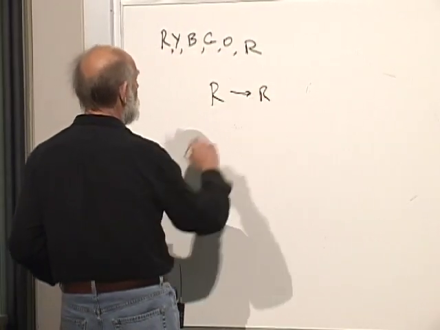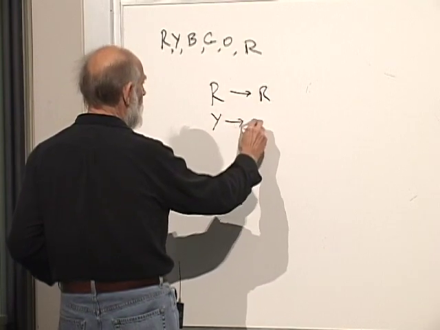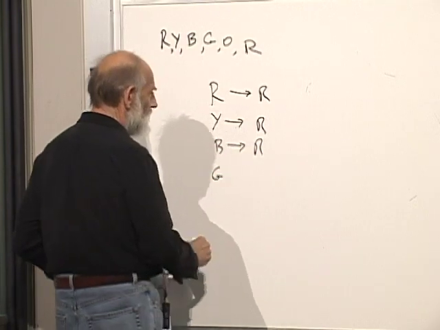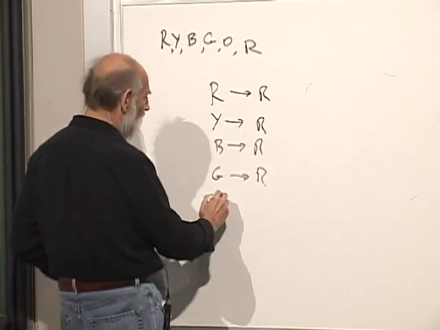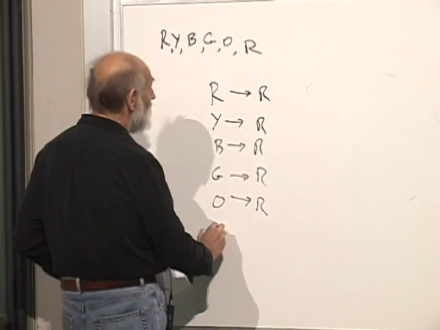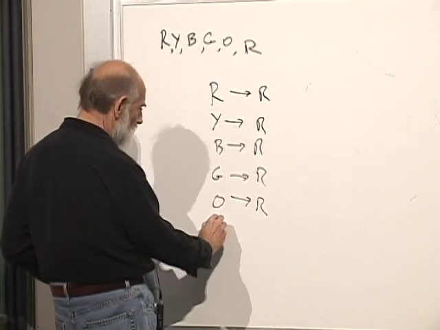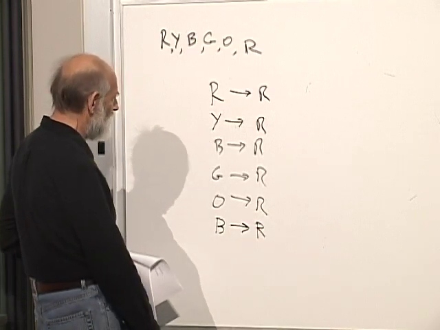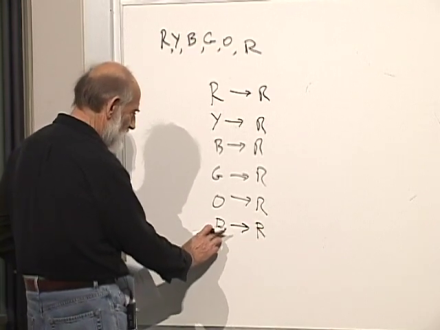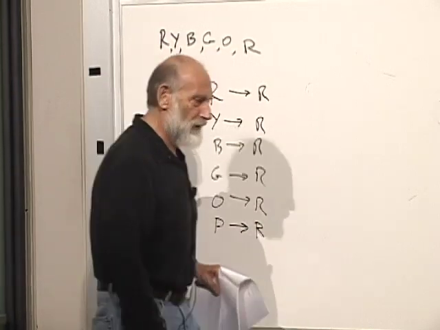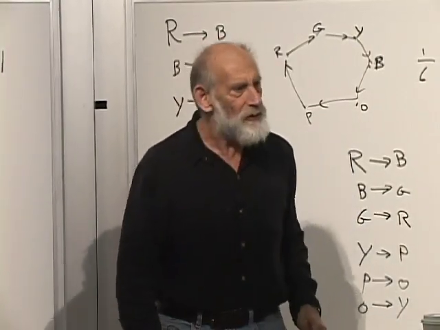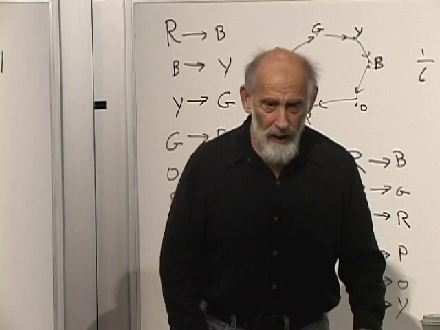Red goes to red. Yellow goes to red. Blue goes to red. What do you think green goes to? Red. Orange goes to red. Is there another one? Yeah, blue. Blue goes to red. Oh, yeah, but purple, good. Purple goes to red. That's a perfectly good deterministic law. It tells you what happens next. No matter where you start, you just get red.